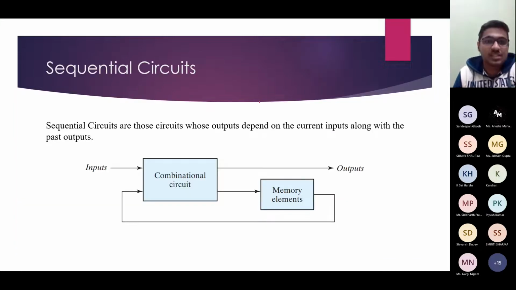Sequential circuits are those circuits whose output depends on the current input along with the past output. This is the block diagram of a sequential circuit. Here you can see there is a path connecting from the output side to the input side via some memory element, and this memory element will store the past output and feed it to the combinational circuit as an input, which in turn calculates the next output.